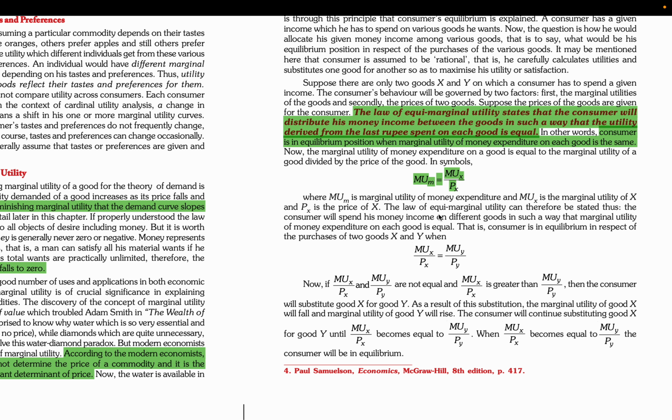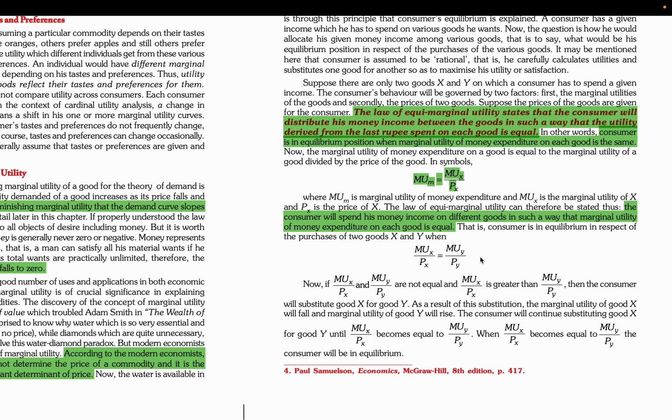The law of equi-marginal utility can therefore be stated. So we've got three kinds of definitions for the law of equi-marginal utility. The consumer will spend his money income on different goods in such a way that the marginal utility of money expenditure on each good is equal.